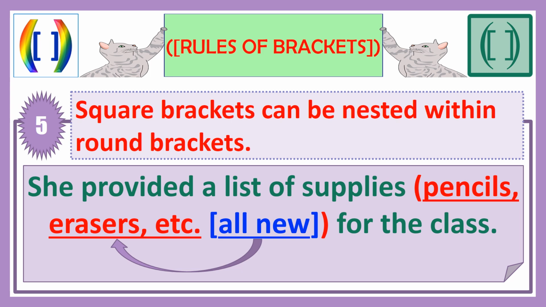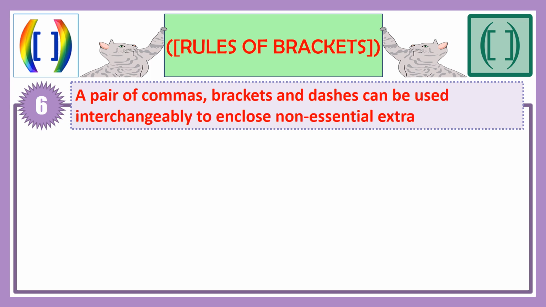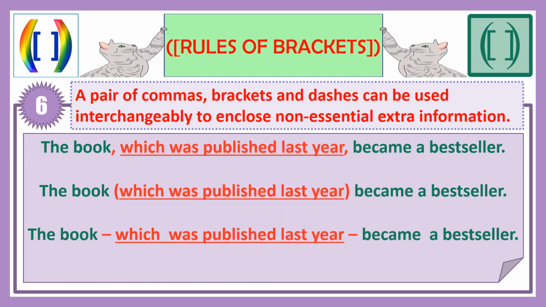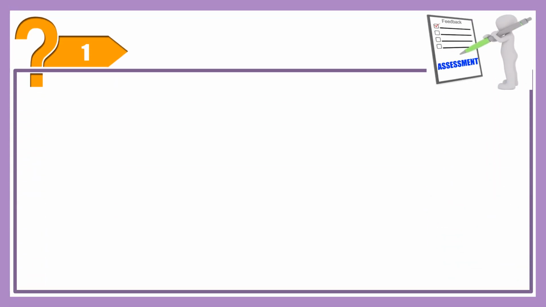Rule 6. A pair of commas, brackets and dashes can be used interchangeably to enclose non-essential extra information. Consider these examples. The enclosed information within a pair of commas, brackets and dashes serves as extra information to clarify the book. Now, let's test our understanding of brackets.